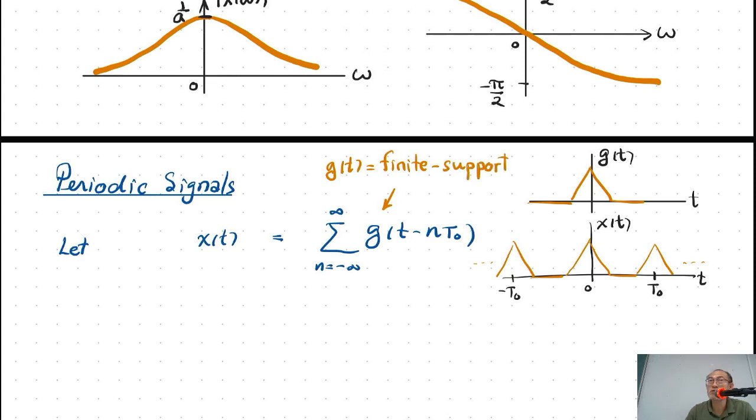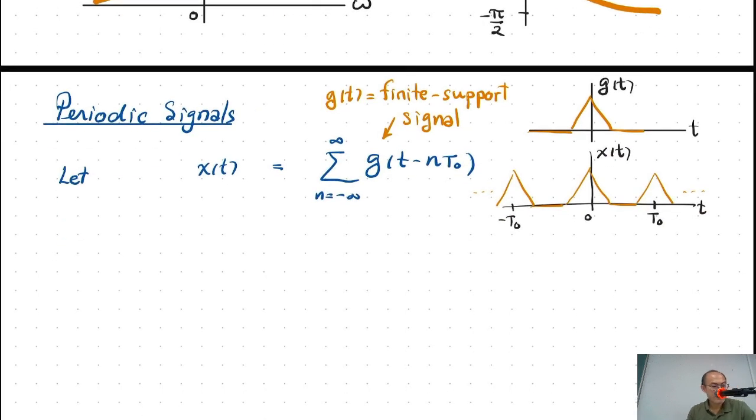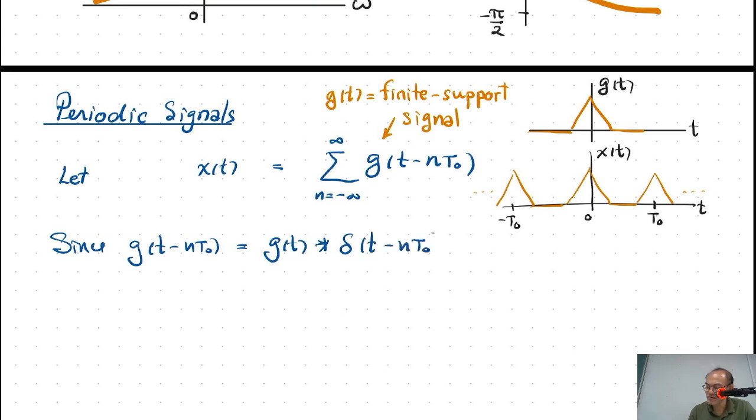You remember the support of a signal in the very first lecture? And so, because g of t minus nt0 can be written as g of t convolved with delta t minus nt0. Do you see this? You see this, right?